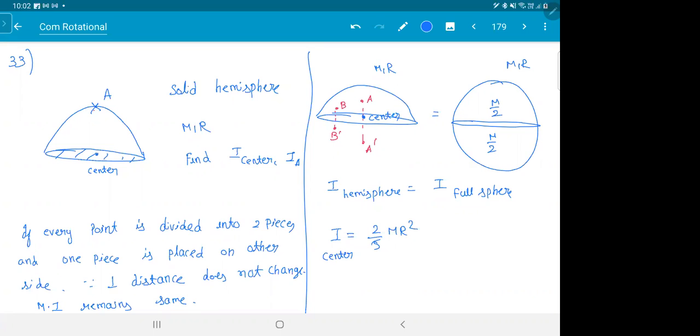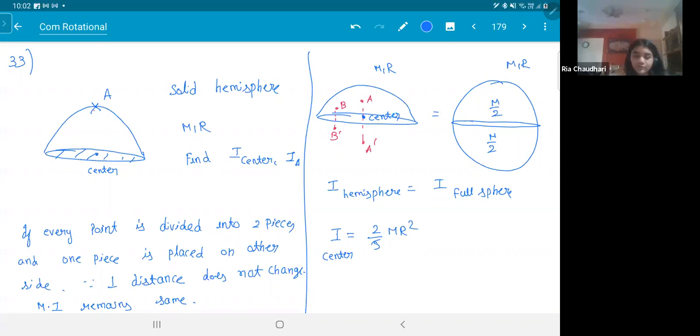Now find out I about A. Do you remember solid hemisphere का center of mass? People, you need to mug up center of mass का results also. Come again? 3r by 8. 3r by 8, right.